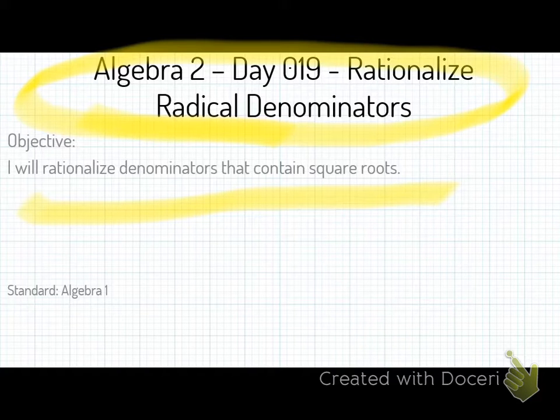Okay, so we're going to move on here now. Today we're going to talk about rationalizing radical denominators. In math, there are certain things that we don't like to keep in our final answer, so we need to make sure we don't keep them that way, so that we have the final answer the way it's supposed to look.